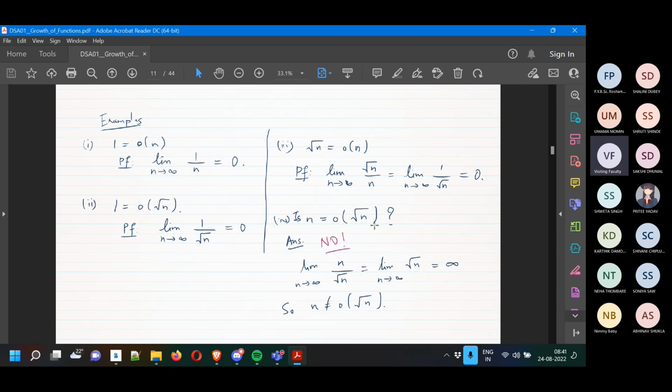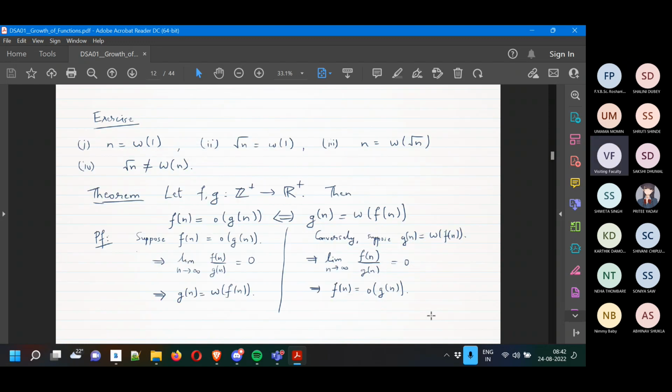Now is n little o of square root n? No, because when you take the fraction n by square root n, this is square root n, and this goes to infinity, not to 0. So n is not little o square root n. We already saw that n is not big O square root n. n is in fact also not little o square root n, right?